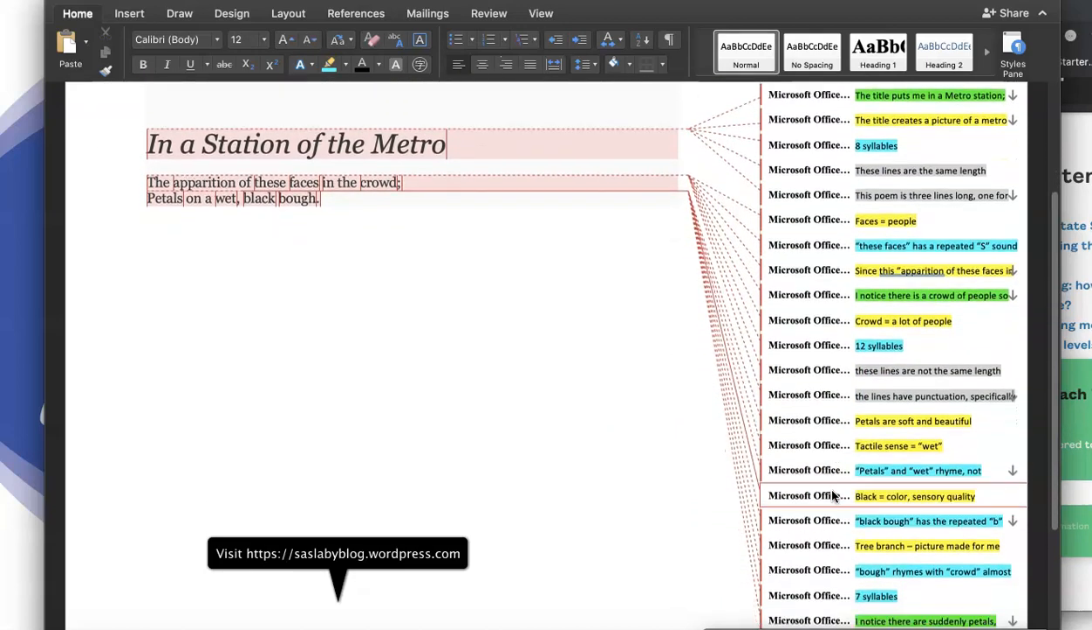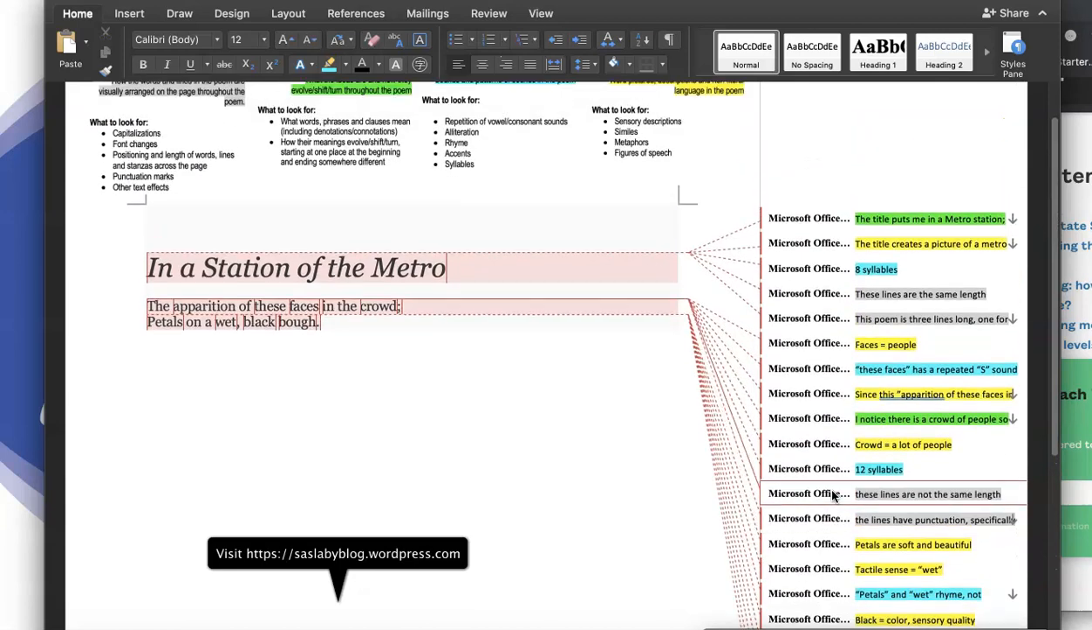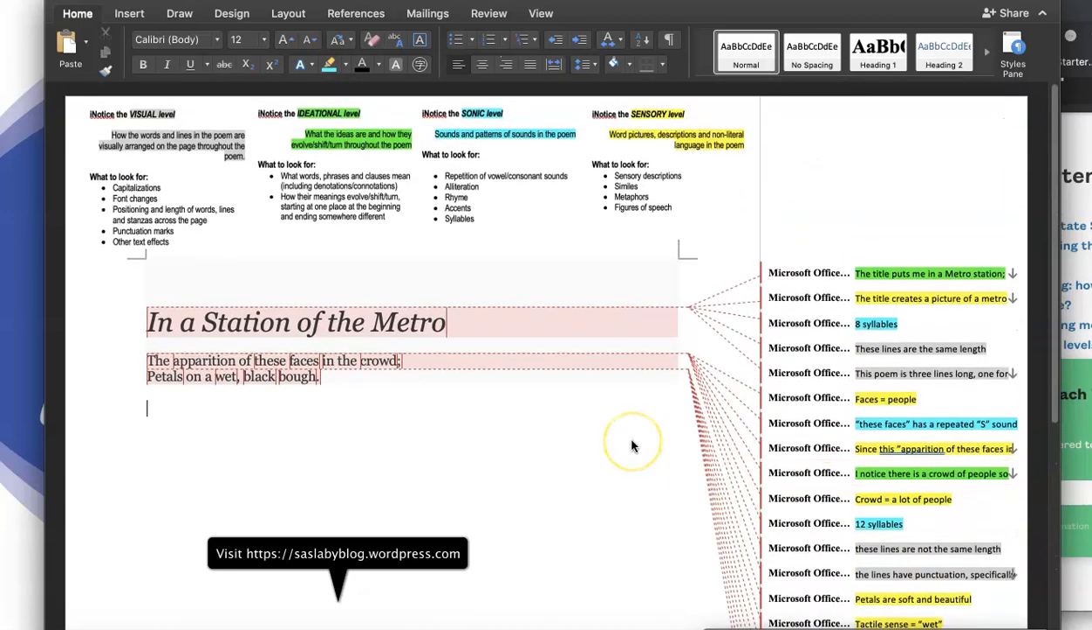I think it's a great way to show your engagement with what you notice in the poem. The more that you notice, the more likely you are going to be able to make some ideas about it and to have some good engagement and discussion of the beauty of poetry.